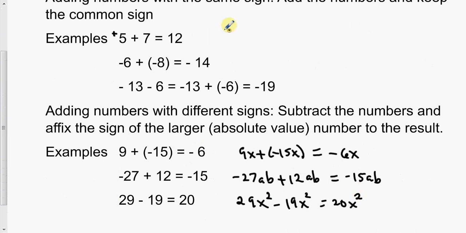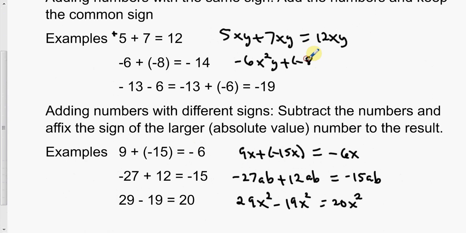And then if you're up here, 5xy plus 7xy is 12xy. So the key is really the arithmetic with the numbers, not the algebra so much. If it's -6, let's say x squared y plus -8 x squared y. This is -14 x squared y. What is x? What is y? We don't know, right? So we just maintain what we don't know in a manner of an order and structure.